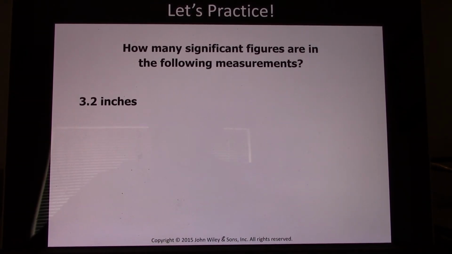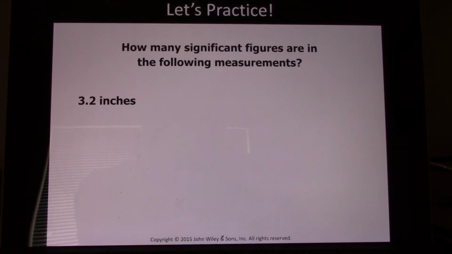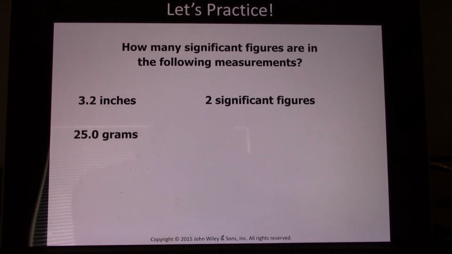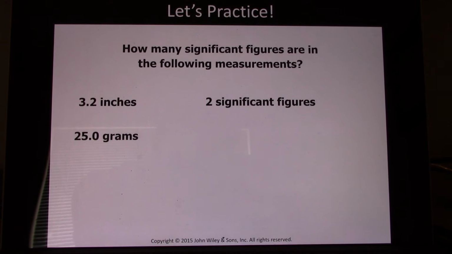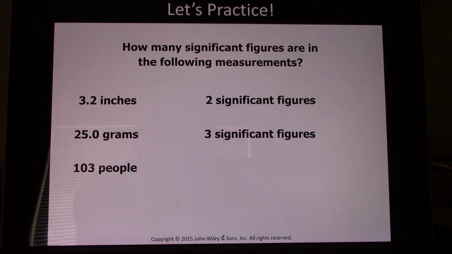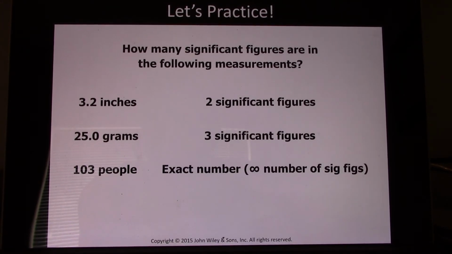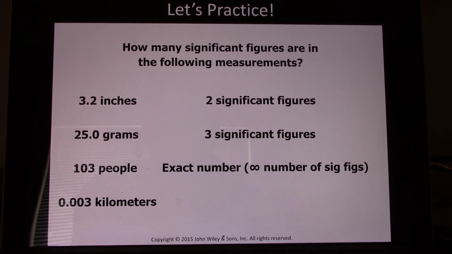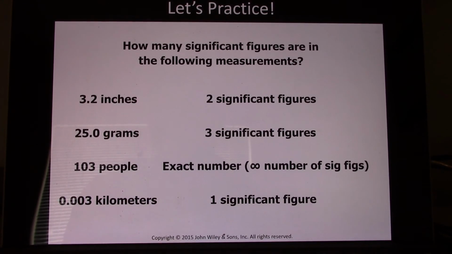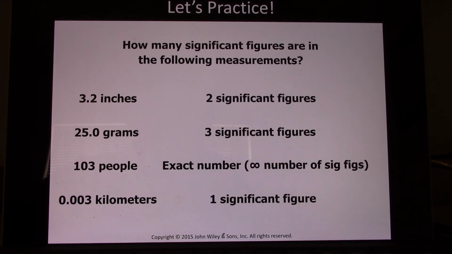So let's practice. 3.2 inches. How many sig figs? 2. 25.0 grams. That 0 is at the end of a number with a decimal point, so 3 sig figs. 103 people. This is a trick question because you don't measure people, you count people, and a counted number is an exact number. You expect counting to be done correctly, and therefore it should be infinitely significant. 0.003 kilometers, 1 sig fig, because the other zeros are placeholders.